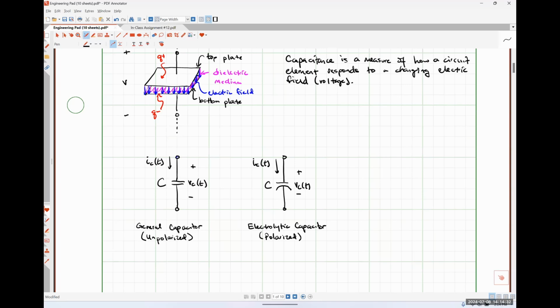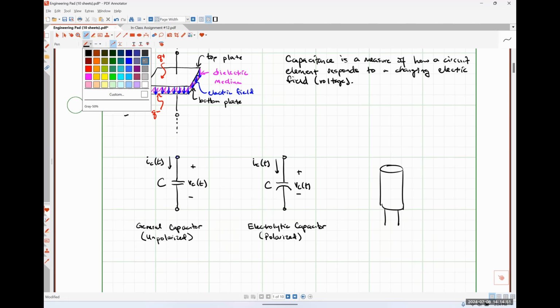And so if you ever crack open a piece of electronic equipment and you see a cylindrical capacitor, let me draw something really quick here. So you might see something like this. You would have a cylinder with two legs coming off of it. There's usually a silver stripe down the side, and then the top is typically scored.